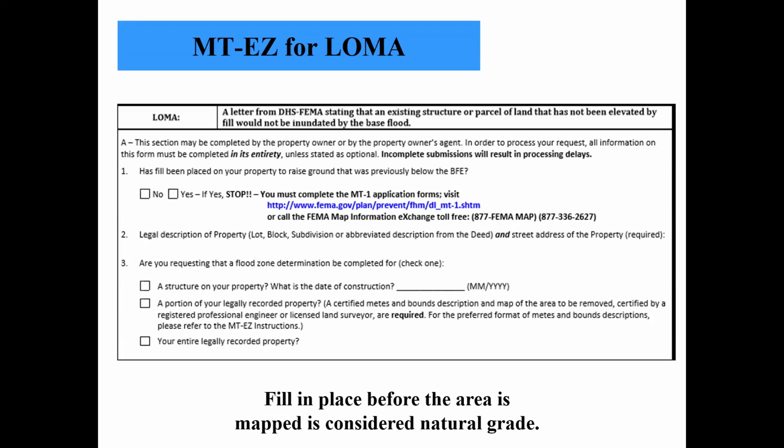And then there is the caveat that any fill that was placed in the area before it was mapped into the floodplain is considered natural grade. And so that would require a little bit of research. Sometimes you can use historical, like aerial photography, or there could be records about when that fill was placed. But if it's before it was mapped into the special flood hazard area for the first time, then you can go ahead and document that and use it as natural grade.